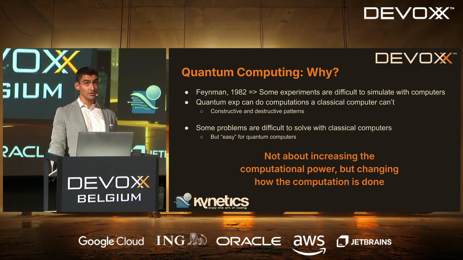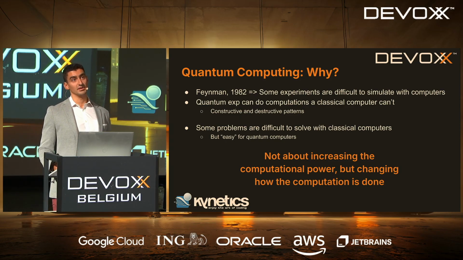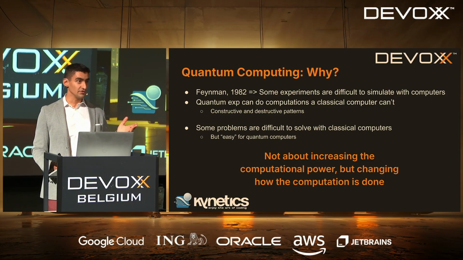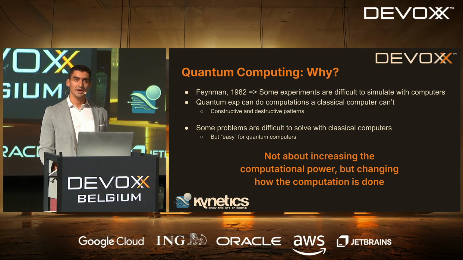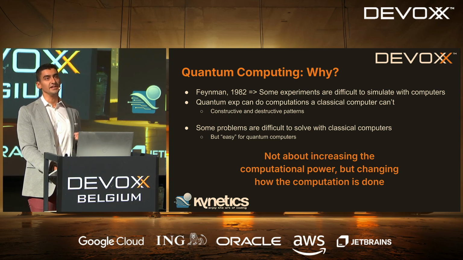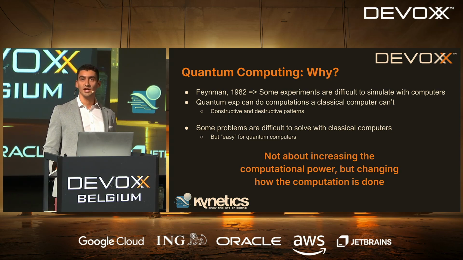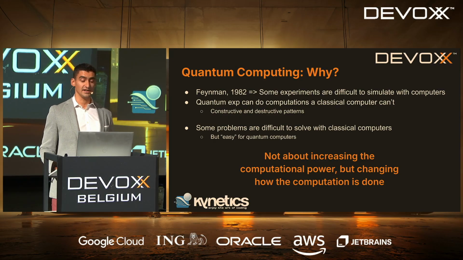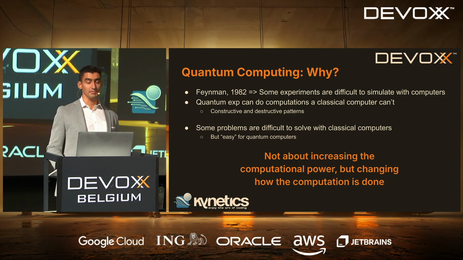And it turns out he was right, because there are many problems that are not easy to solve on a classical computer. Encryption is full of those that are much easier on a quantum computer. And the important thing here is that this is not about increasing just the computational power of classical computers, because we've been doing so almost exponentially since the 1980s. It's all about changing fundamentally how the computation itself is done. And I'll be back on this in a minute.